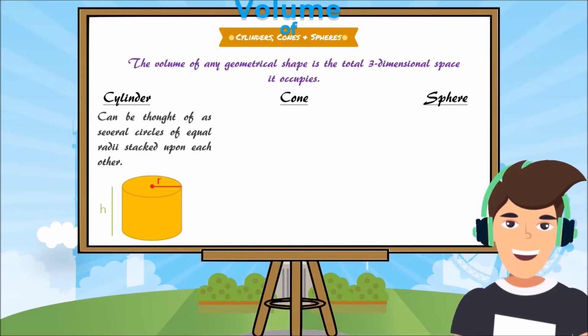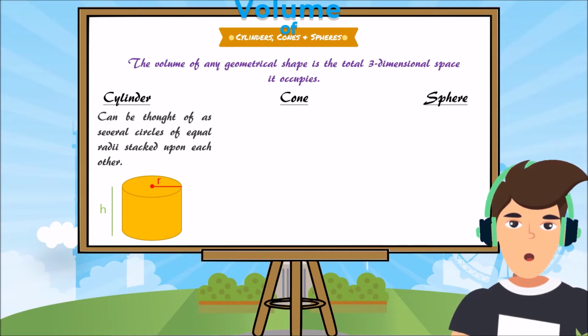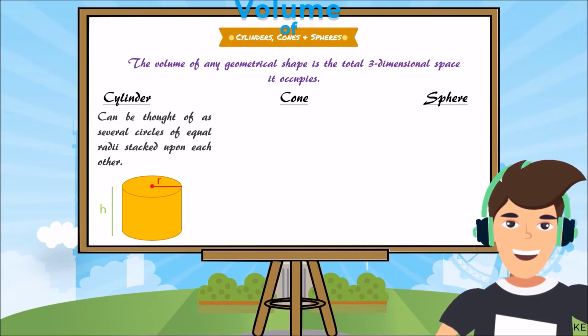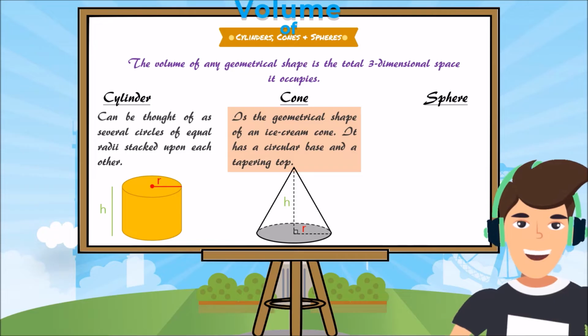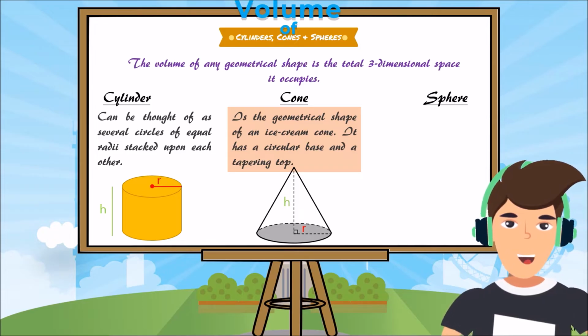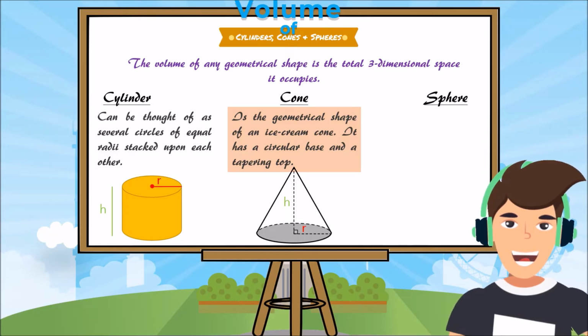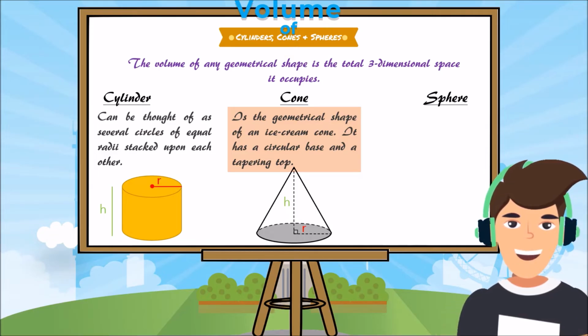A cylinder can be thought of as several circles of equal radii stacked upon each other. Cylinders have two associated variables, a radius r and a height h. An example of a cylinder is a can. A cone is the geometrical shape of an ice cream cone. It has a circular base and a tapering top. The two variables required to determine the volume of a cone are its radius r and its vertical height h. An example of a cone is a construction cone.